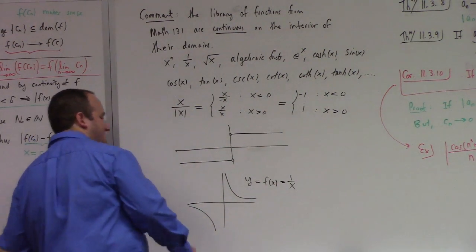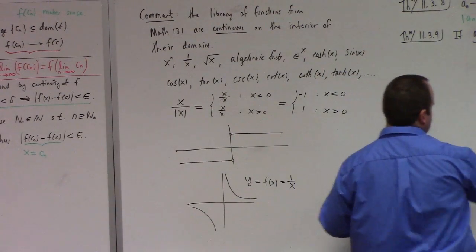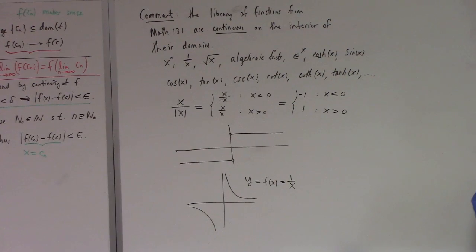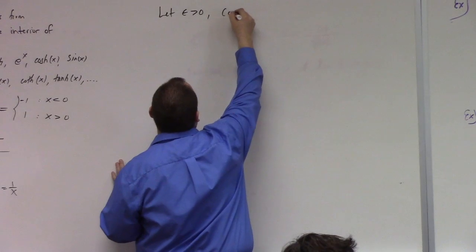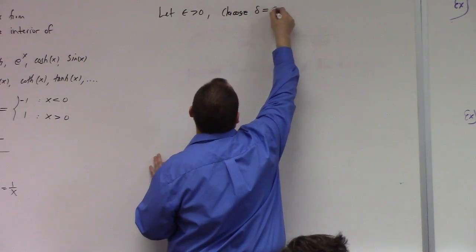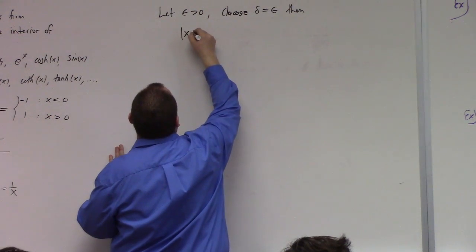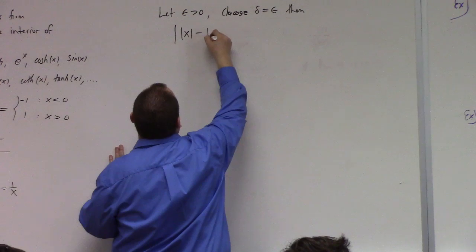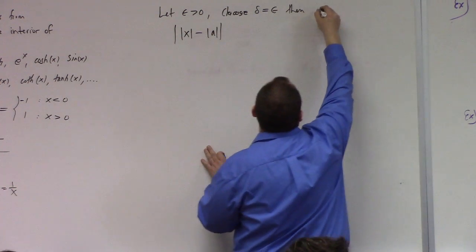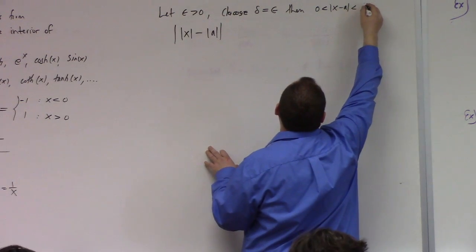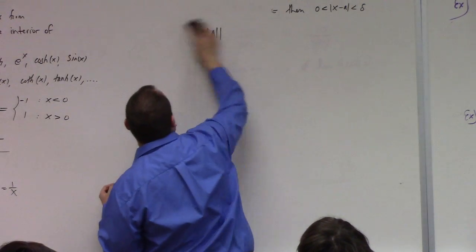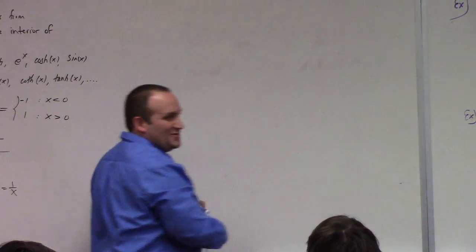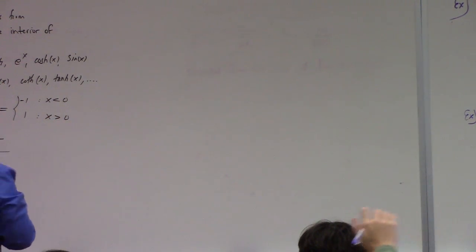Now, with that, everywhere continuous. Let epsilon be greater than 0. Choose delta equals epsilon. Then the absolute value of x minus absolute value of a, if 0 is less than |x minus a| is less than delta, then this. Oh man, you're distracting me. Hold on a second. I don't have to prove that. The absolute value of x is everywhere continuous, right? Okay. It's not differentiable, but it's still continuous.